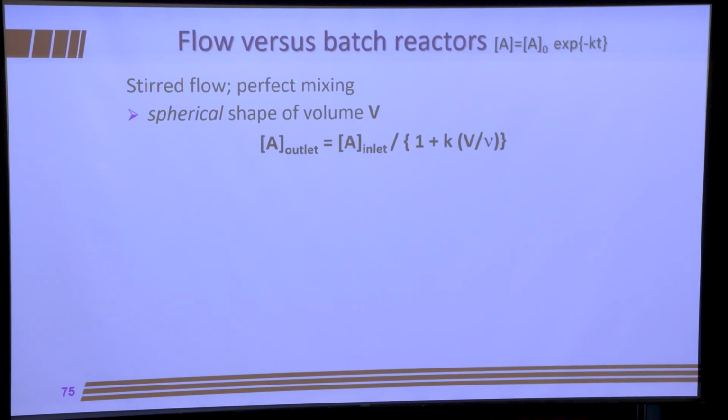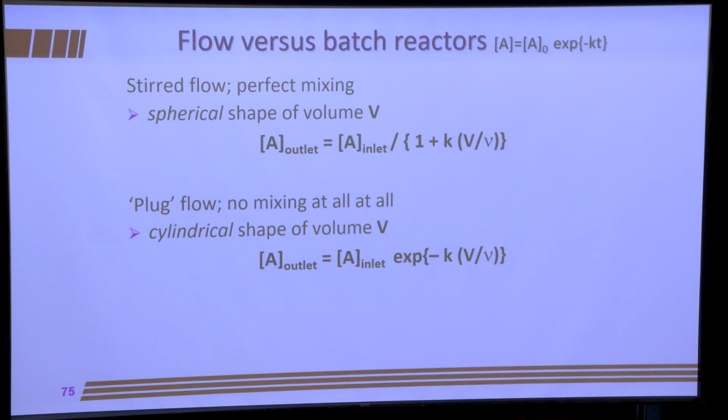So a stirred flow, perfectly mixed reactor. If we have a spherical shaped reactor, we can derive an equation that says if we measure the concentration of A at the outlet, that's equal to the concentration of A at the inlet divided by 1 plus the rate constant times the volume divided by the flow rate, nu. This is the volumetric flow rate, nu. We can derive that equation.